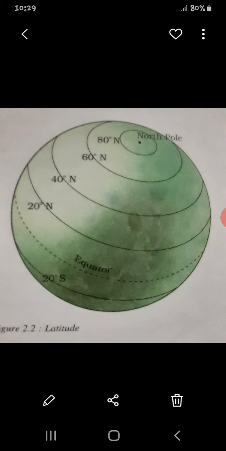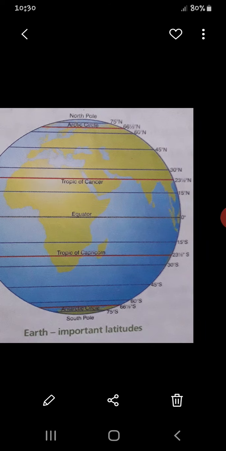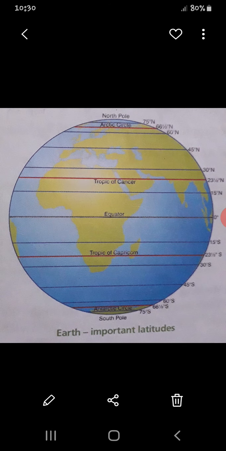Then the same way you have in the southern hemisphere, the same degrees. So all these latitudes are of equal distance. I hope that much is clear. And the equator represents the 0 degree latitude. Okay, you can see here in the diagram, the equator represents the 0 degree latitude.